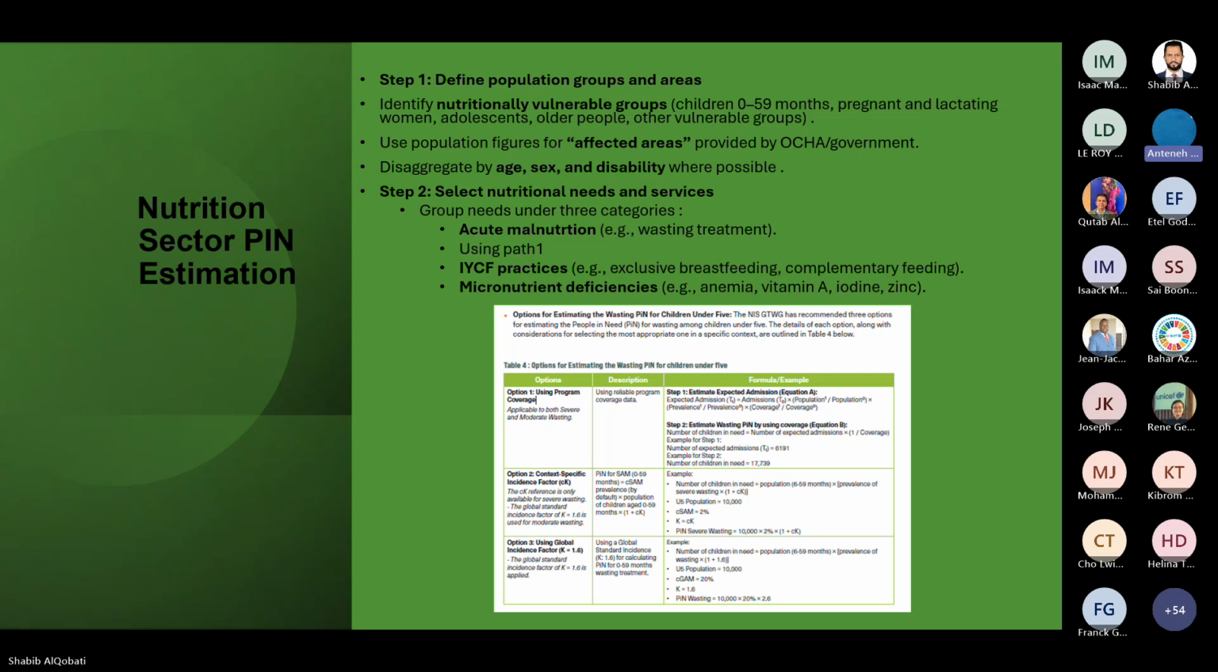In the absence of a context-specific incidence factor, the option we have, which is the most common one, is using the global incidence factor, which is 1.6 times the prevalence. So you can use one of these options depending on availability of data in your context.